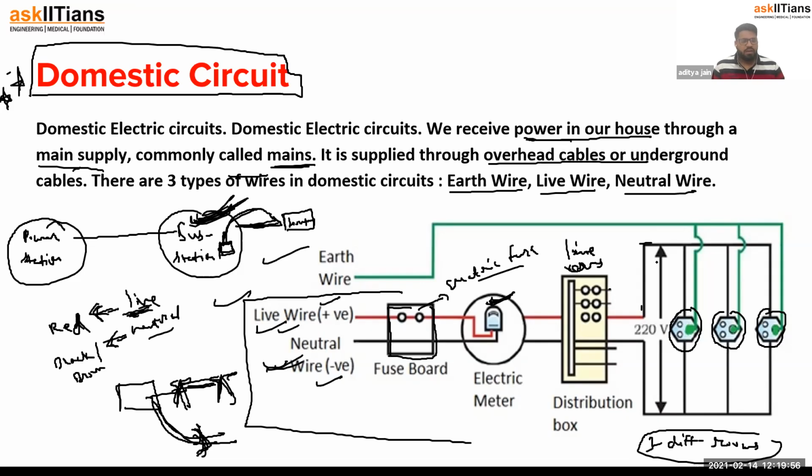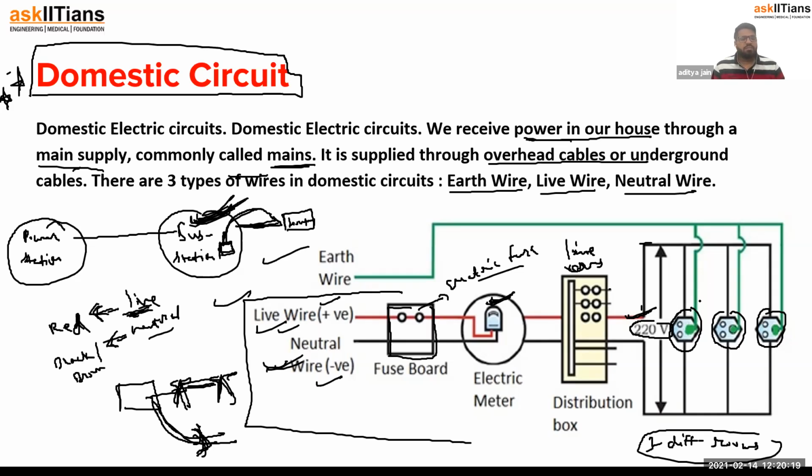You have already learned parallel combination. So you can see the potential difference across all the wires is 220 volts. So what we can say, the potential difference between live wire and neutral wire is 220 volts. And you can see these electric sockets are connected in parallel. So why are they connected in parallel?